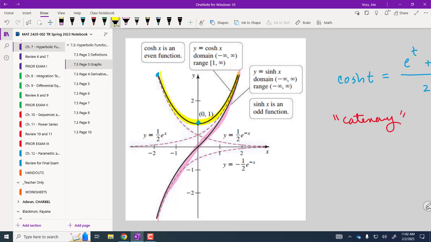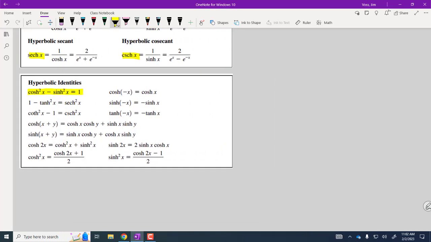Cosh has to come first. So it's got to be cosh squared minus sinh squared is 1. So that one's very important. These two you should be able to get from that one the same way you get the other two trig identities, by dividing. We can talk about the details of that when we get to it.